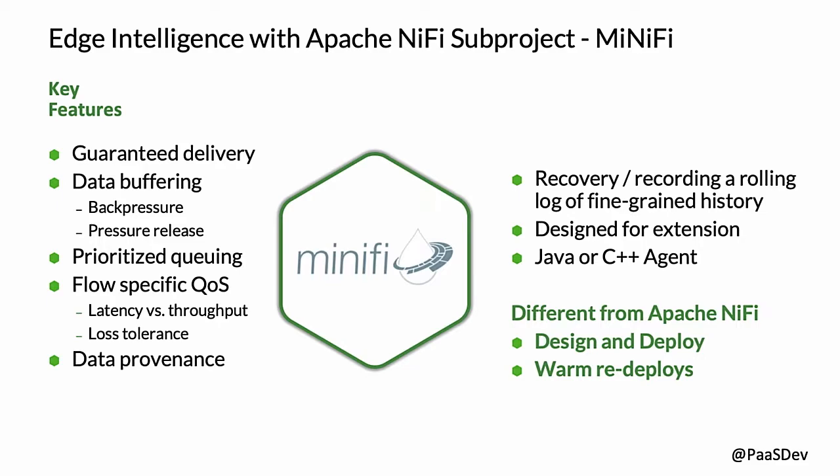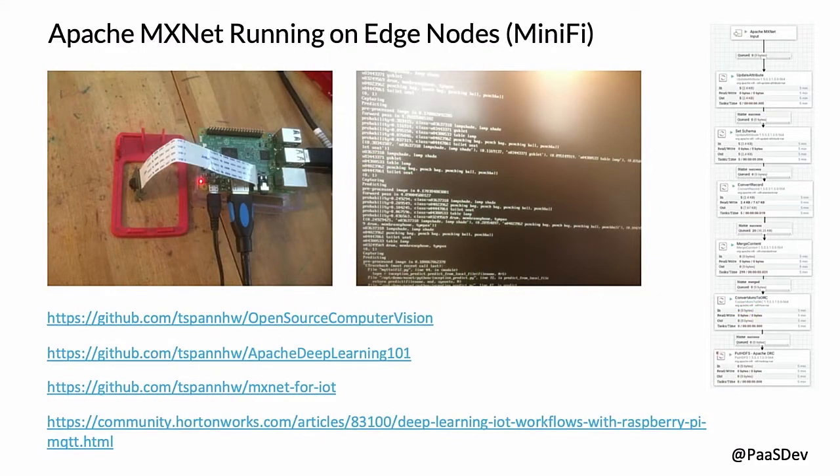Now, obviously, I'm not going to do training on these low-end, low-power devices because you just don't have the horsepower. But for doing something like classification, it could be sub-second. Again, MXNet installs on any of these edge devices and works with MiniFi quite well. And I've done a couple examples of this. This is the source code and the articles.